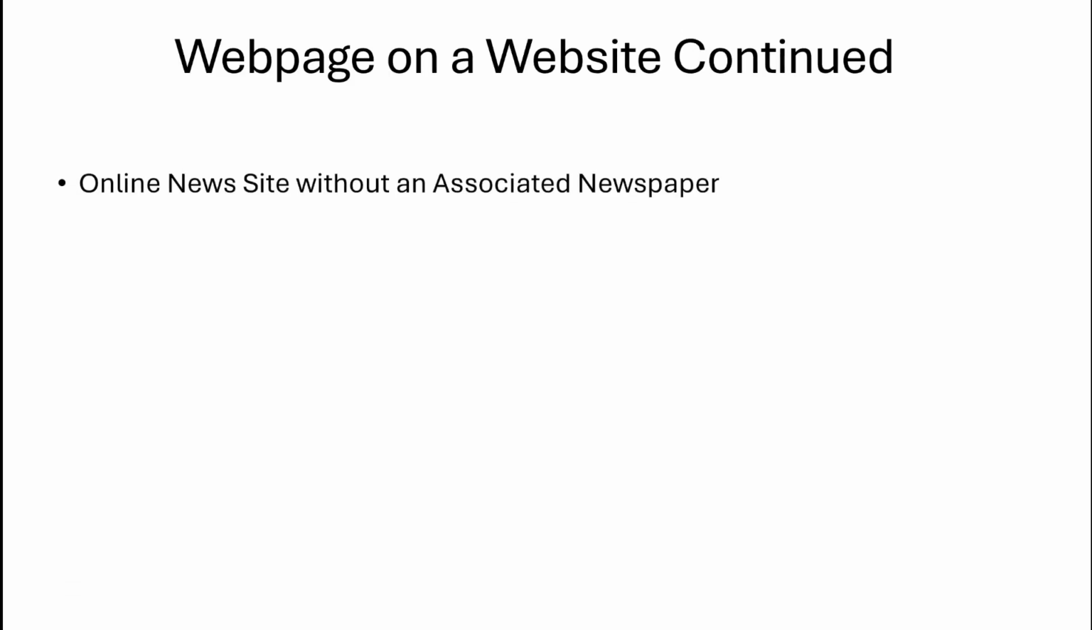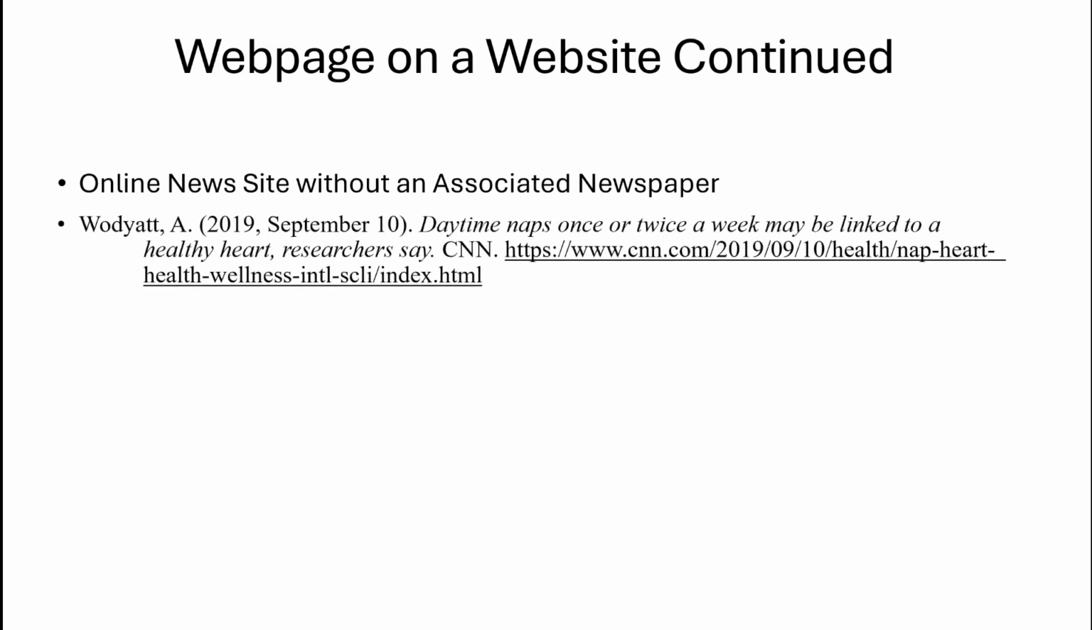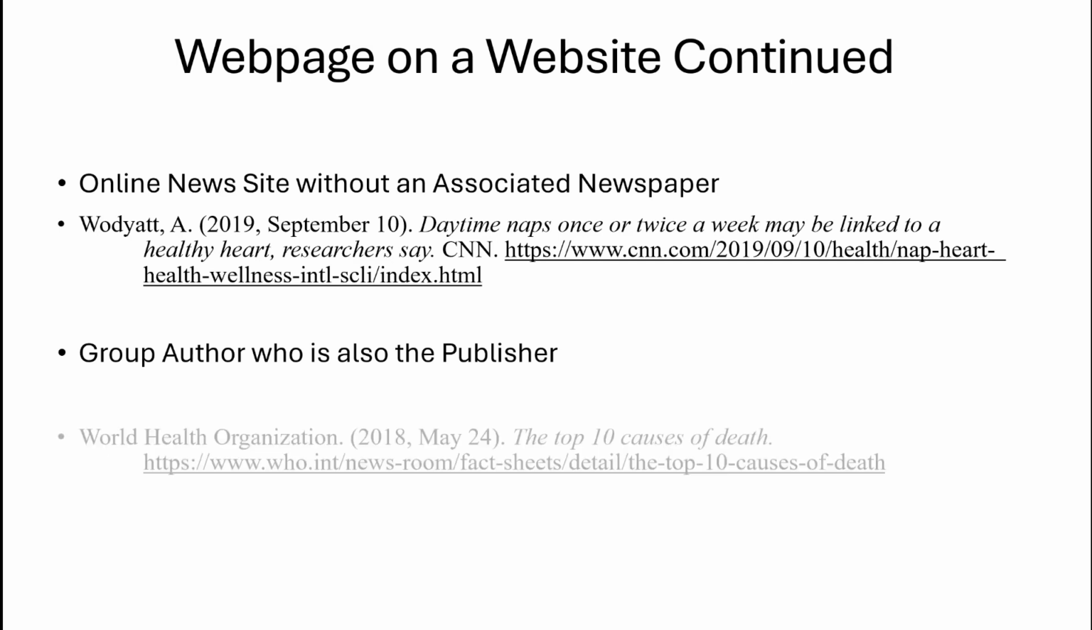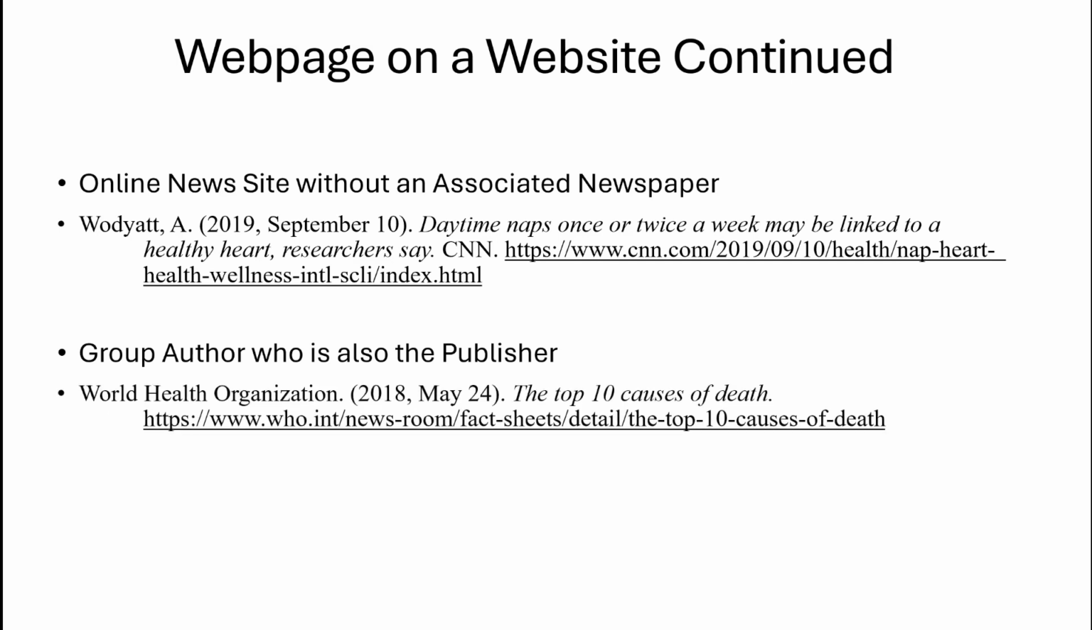For an online news site without an associated newspaper, we include the name of the author, year, month, date, the title of the article italicized, the name of the publishing website, and then the URL. The last one is if there is a group author who is also the publisher of the web page on a website. We have the name of the organization, the date, and then the title of the page and the URL, and that is it.